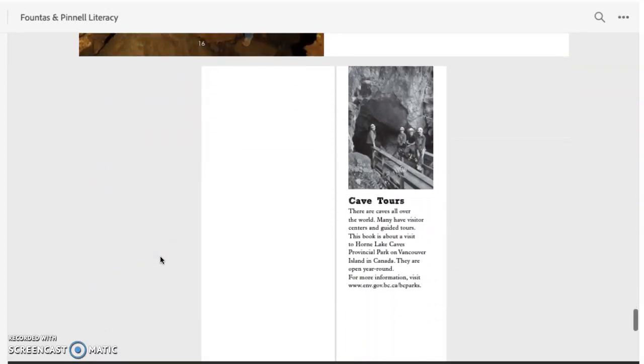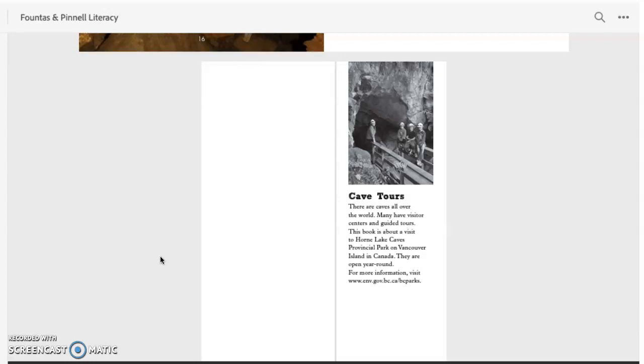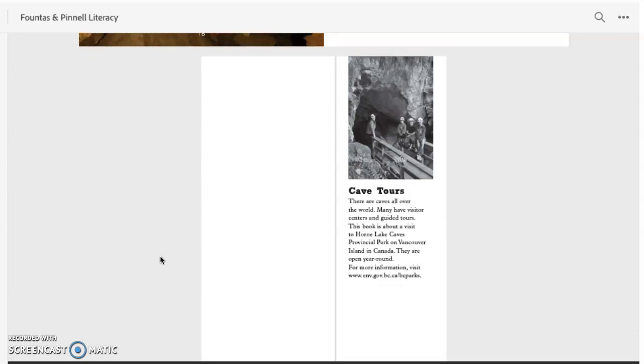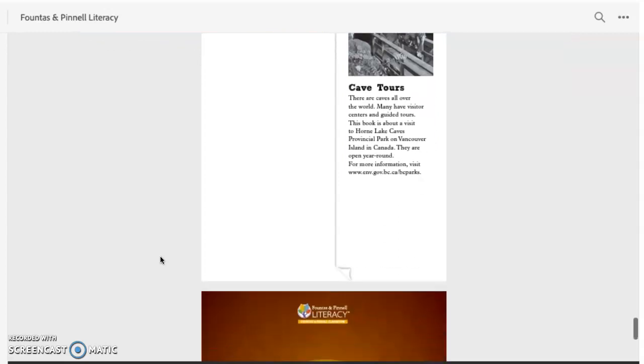And then it says cave tours. There are caves all over the world. Many have visitors centers and guided tours. This book is about a visit to Horne Lake Caves Provincial Park on Vancouver Island in Canada. They are open year-round. For more information, you can visit that website.